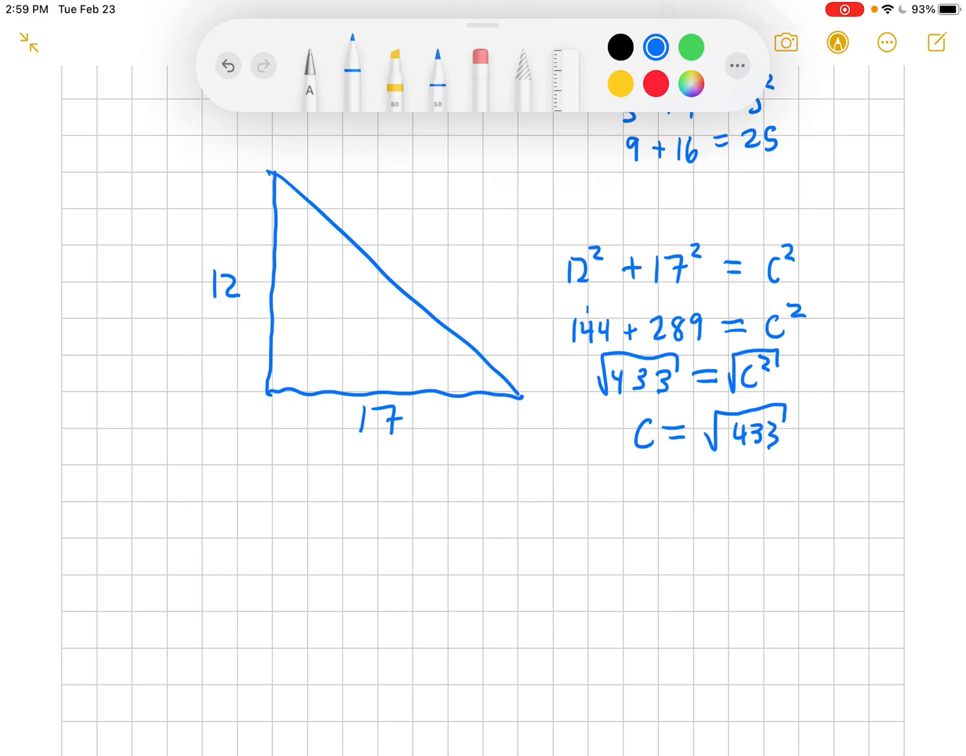Now, are we done? The correct answer is no. We've got more to figure out. We have to see if the square root of 433, see if we can simplify that down.